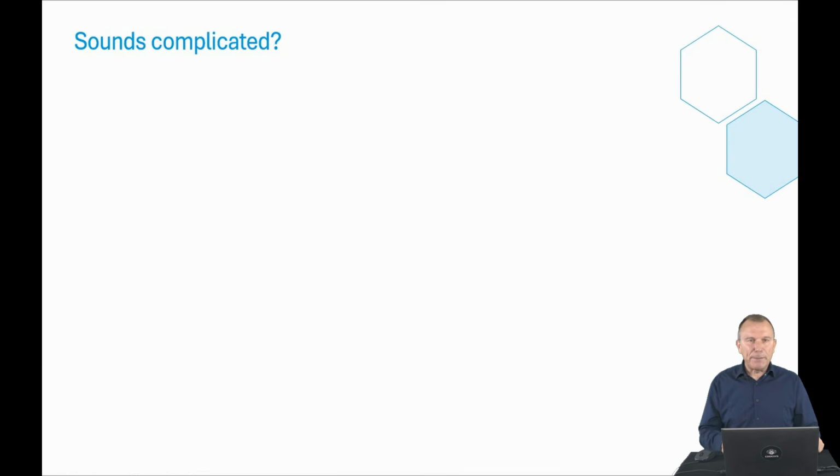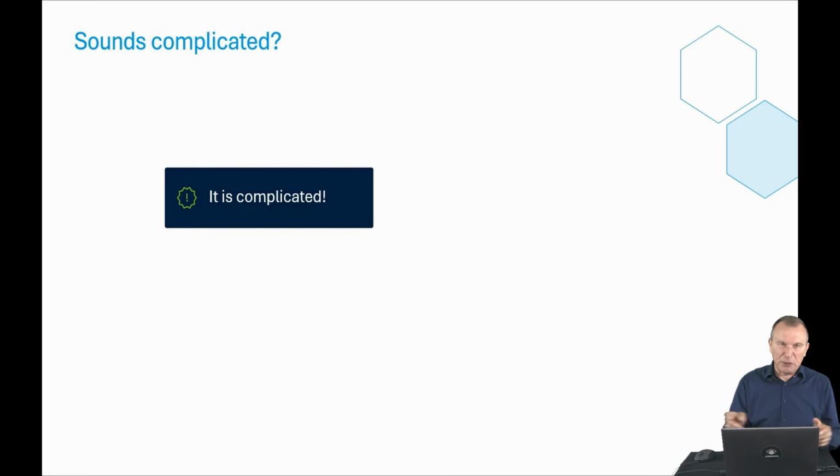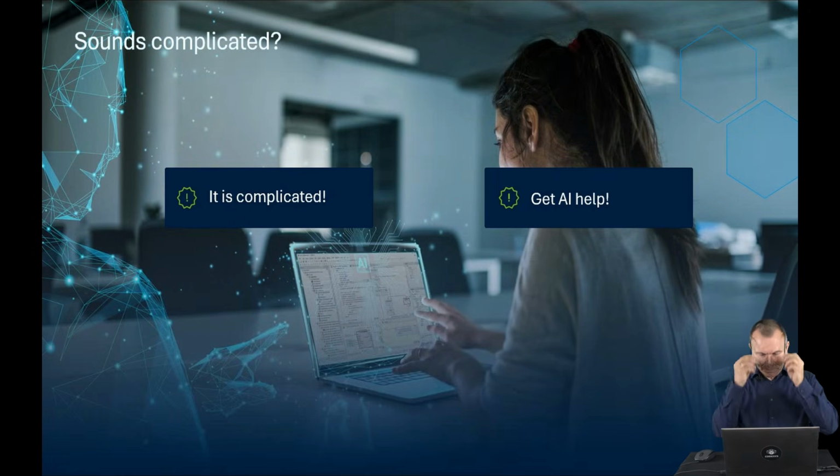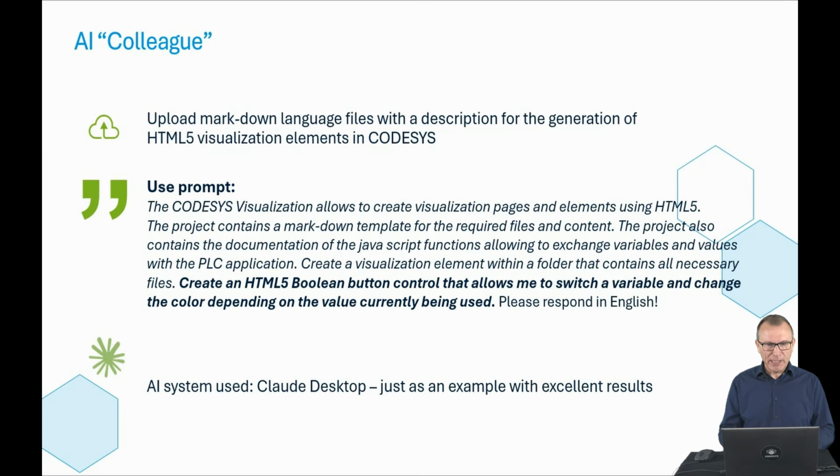Now, these were the 5 steps, and to be honest, does that sound complicated to you? In case it does, then probably because it is. But don't worry, as I already said, we get AI help now. How do we do that? We provide an AI system two files. One file is a description of the concept, the second one is a kind of template. And we give it a prompt, a command, what it should do.